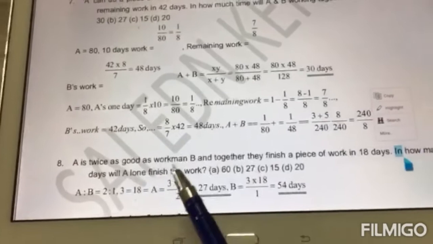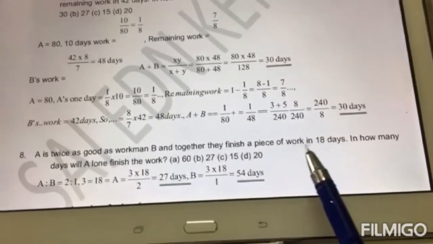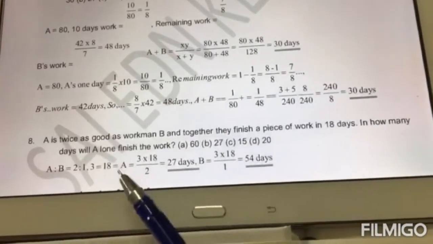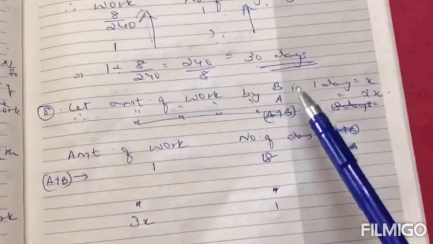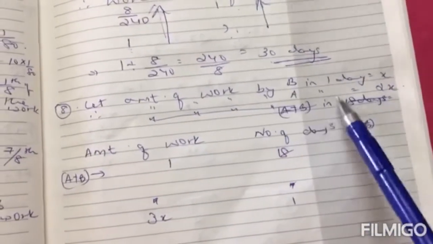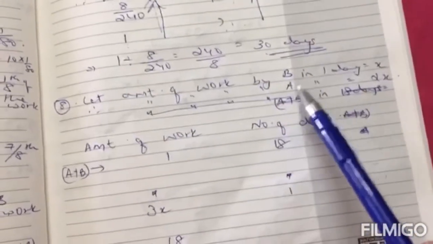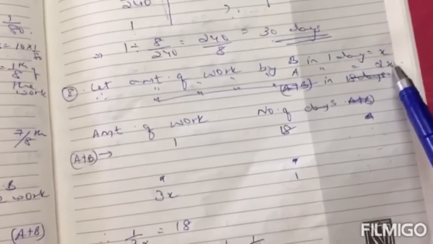Okay, A is twice as good as workman B, and together they finish a piece of work in 18 days. In how many days will A alone finish the work? Now, let the amount of work done by B in one day be equal to X. They are saying that A is twice as good as B. So therefore, the amount of work done by A in one day should be 2 into X, which is 2X, right?